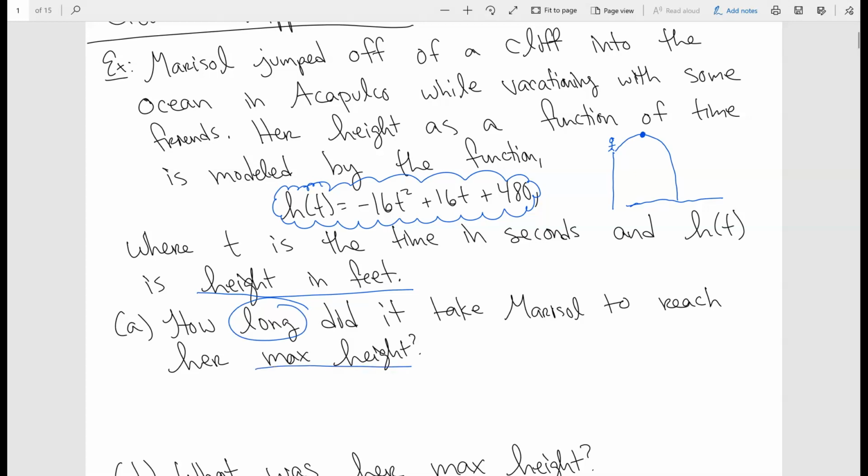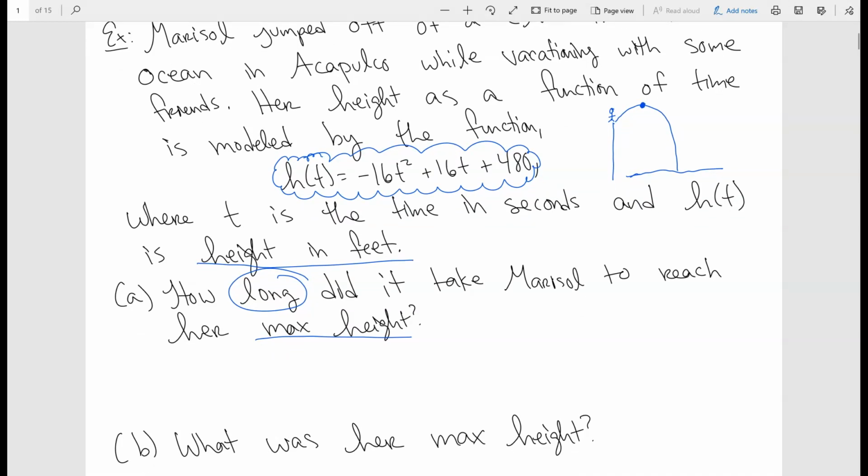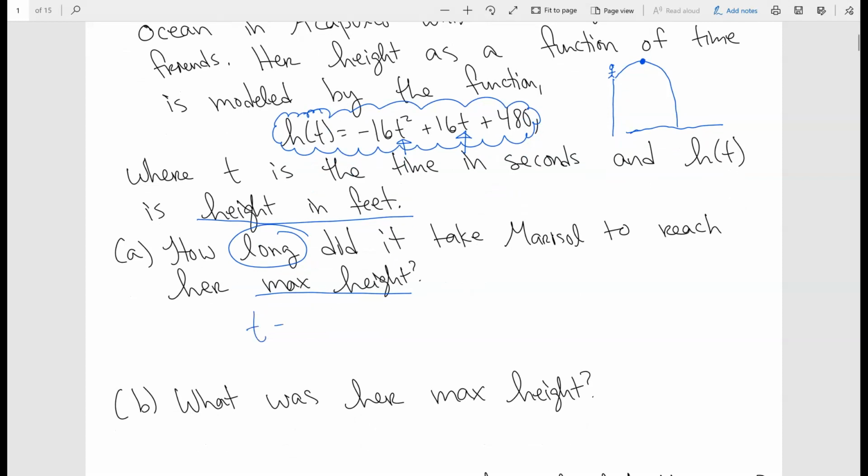Now remember, when we were talking about maximums and minimums, the first thing that we wanted to find was our x value. In this case, we have our t value. So the time that she will hit her maximum height will be t equals negative b over 2a. Here, negative b in this case is the 16, divided by 2, and then a, which is going to be this negative 16. This is going to give me 0.5, and this is in seconds. So in half a second, Marisol is going to reach her maximum height.